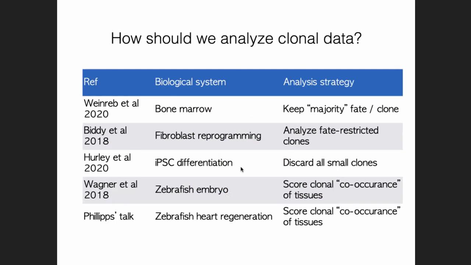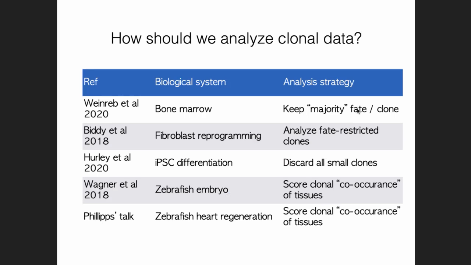look at. So if I now take a few of these examples, and I've just added in Philip's talk right here at the end, just for fun. Here's a few examples: different biological systems, bone marrow, fibroblast reprogramming, iPSC differentiation, embryos, heart regeneration. And each one of these has taken a slightly different strategy to the way that they think about how they're going to analyze clonal data, right?